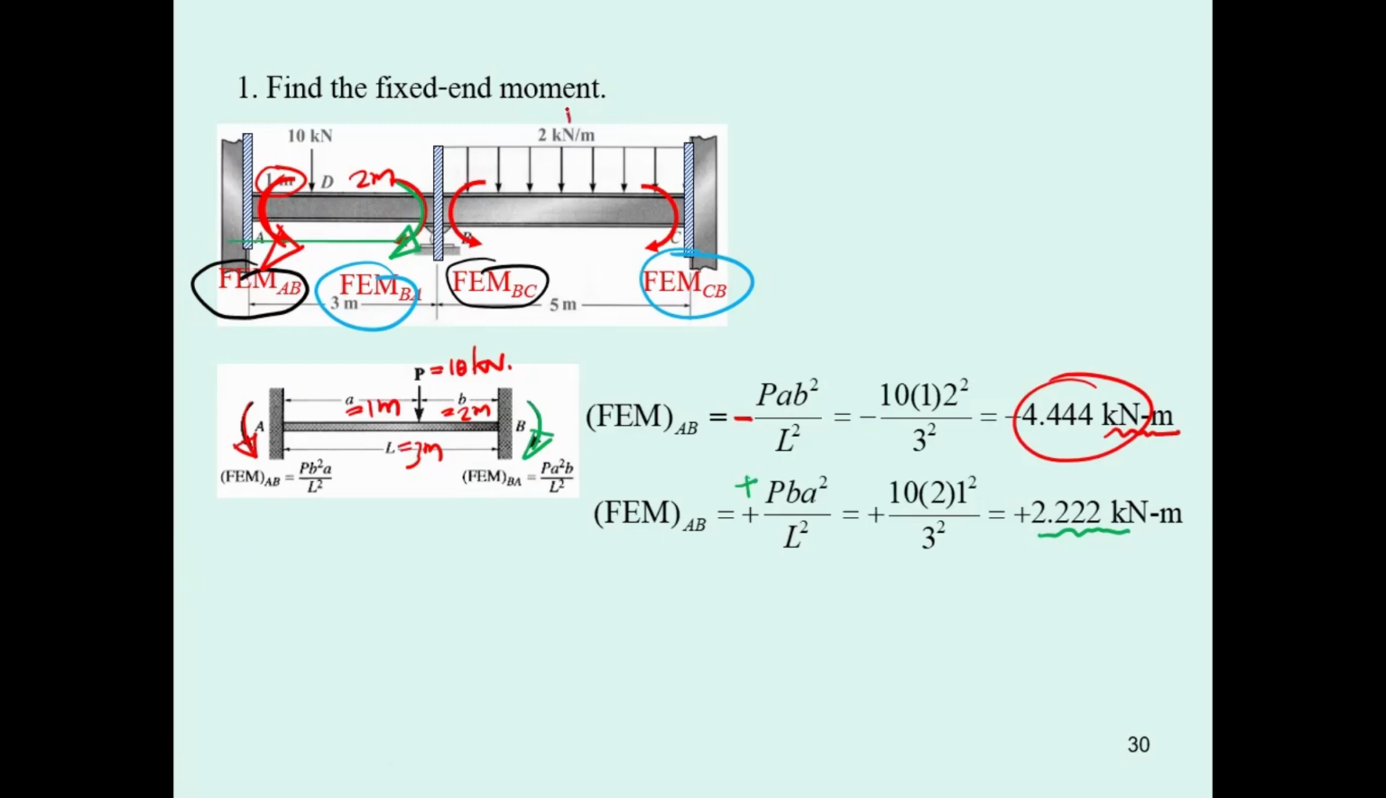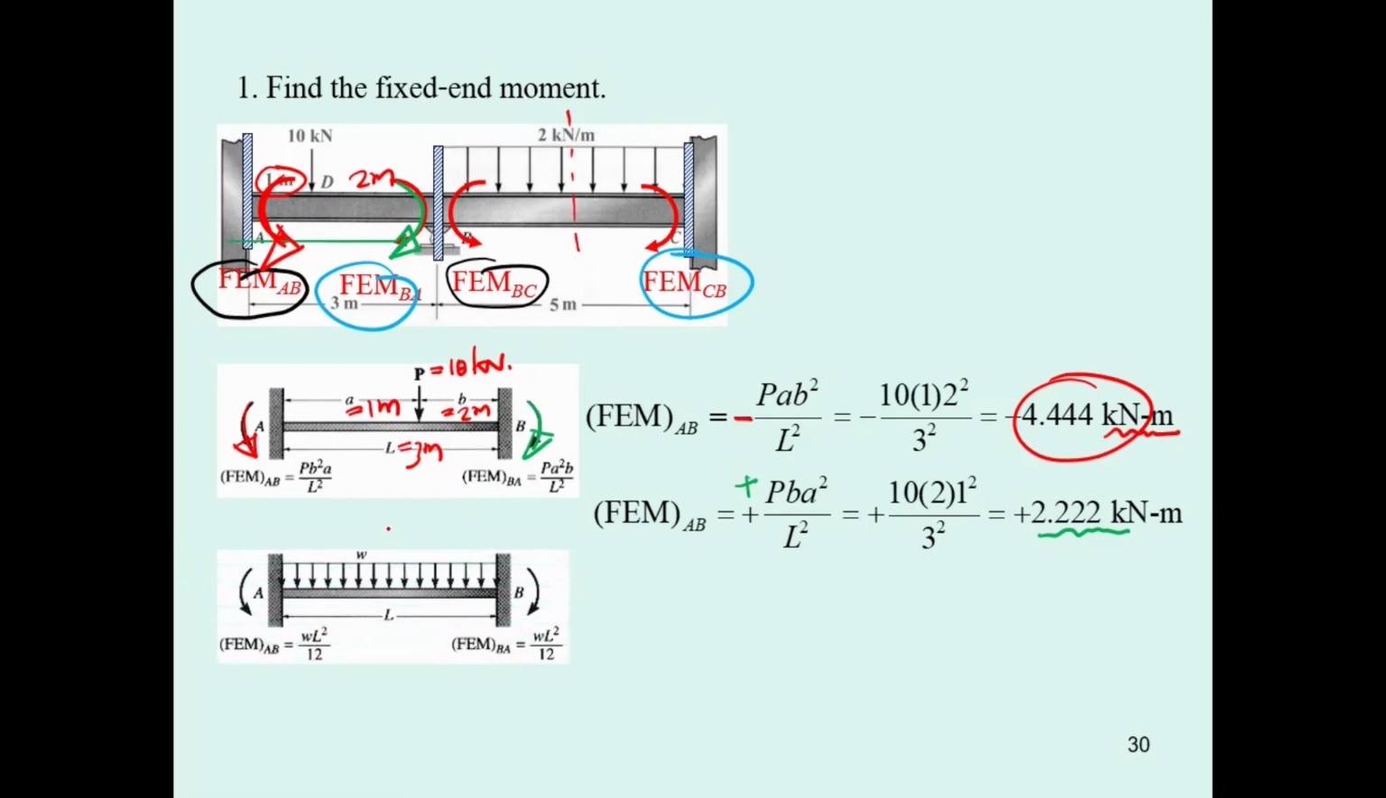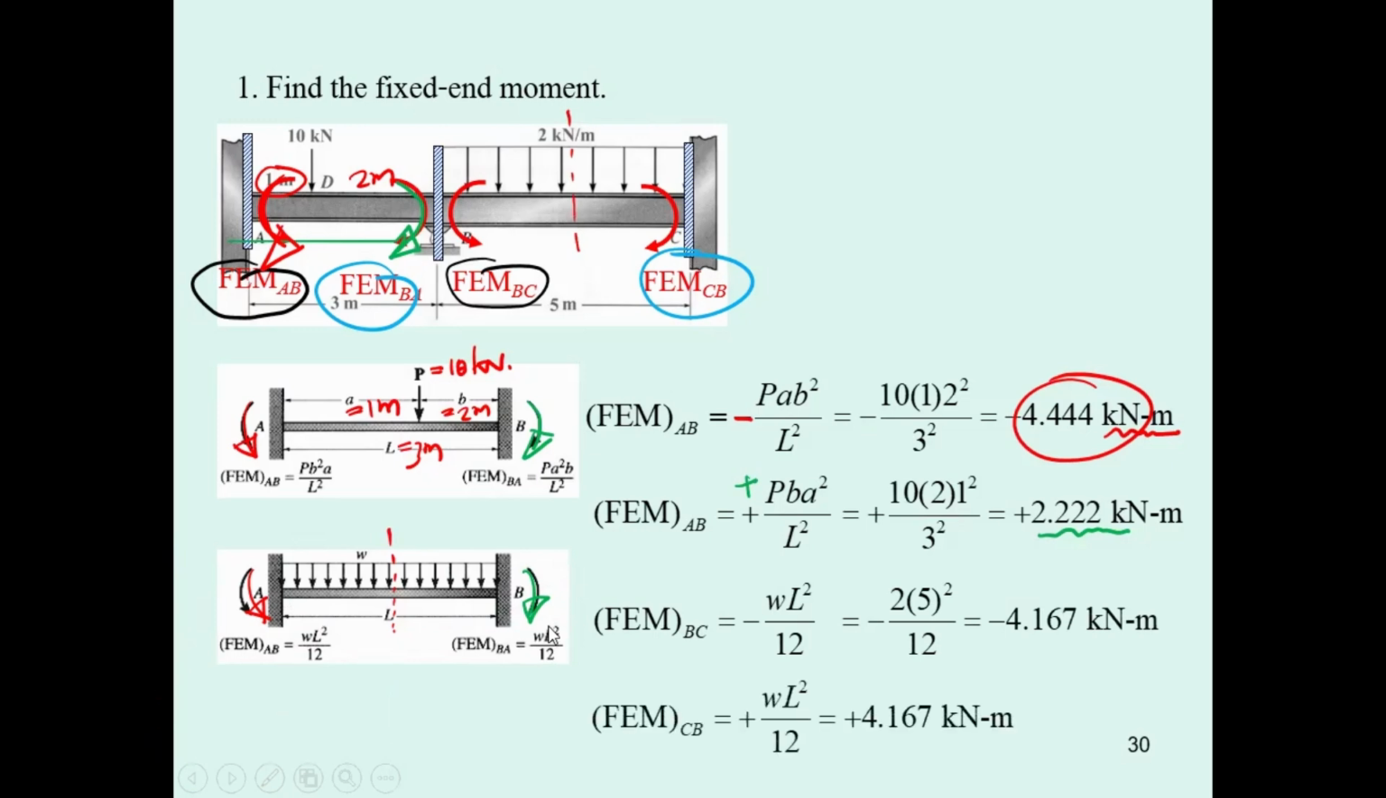And then come to the second member, BC. Due to the symmetry, the fixed end moment over here is going to be equal to the fixed end moment over here. But the difference is going to be the sign. Okay. Here, the red is going to be negative. And the green again is going to be positive. They are equal in magnitude, but opposite in direction.